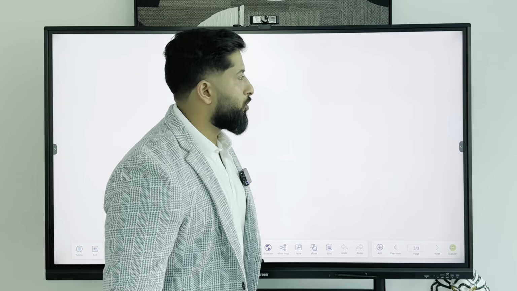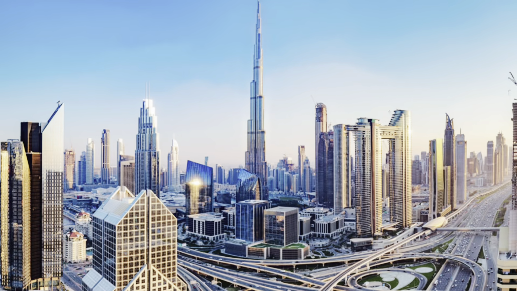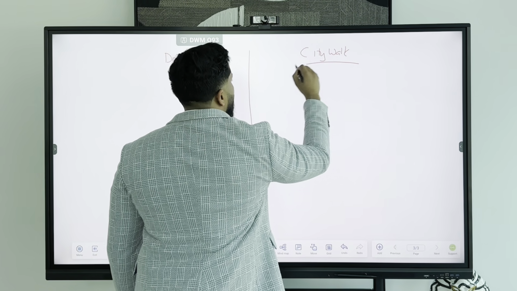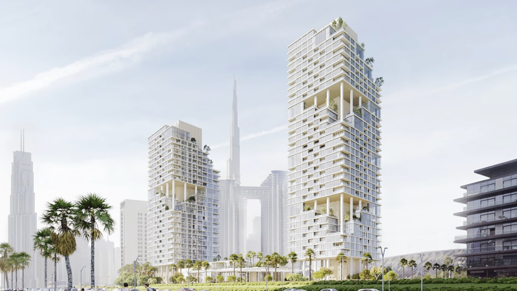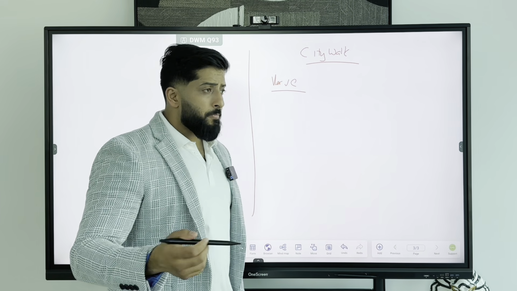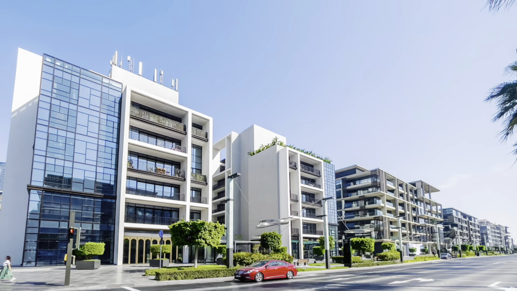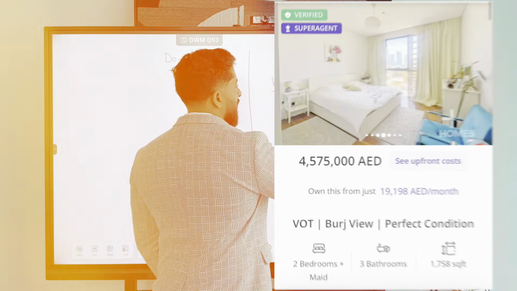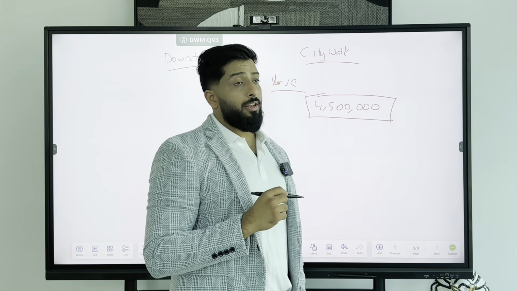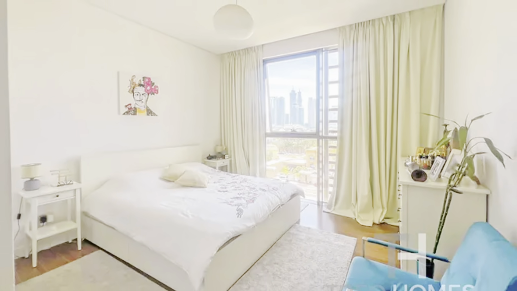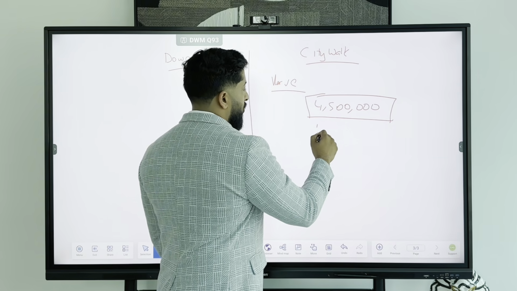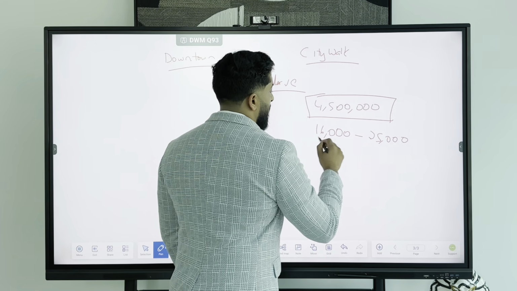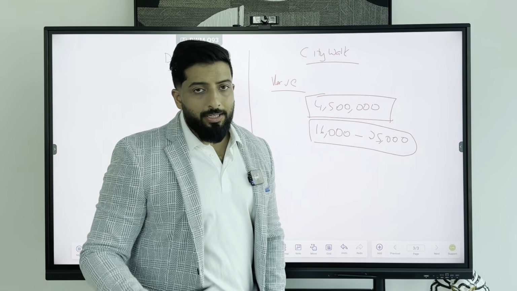Let's understand 2 locations. One is Downtown Dubai, City Walk. So City Walk, especially to understand Verve as an example, right? If you look at the secondary market in City Walk, you can find properties for around 4.5 million. If you take a 2-bed in City Walk, you can rent it out anywhere from, in low season, 16,000 dirhams. It can go all the way up to 25,000 dirhams a month. It depends on who your provider is.